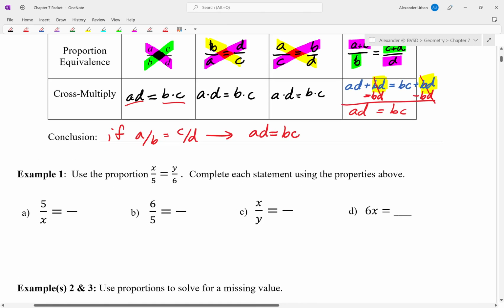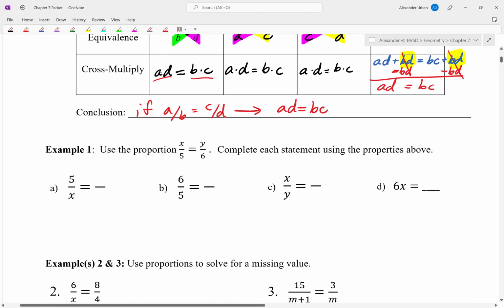These are the statements that we're having to write, and we're going to utilize what we just wrote, and do the same exact things using this proportion up here. We're just going to rewrite. That's all we're going to do with this exercise. So if I have x over 5 equal to y over 6, well, if I flip it, then 5 over x is equal to 6 over y.